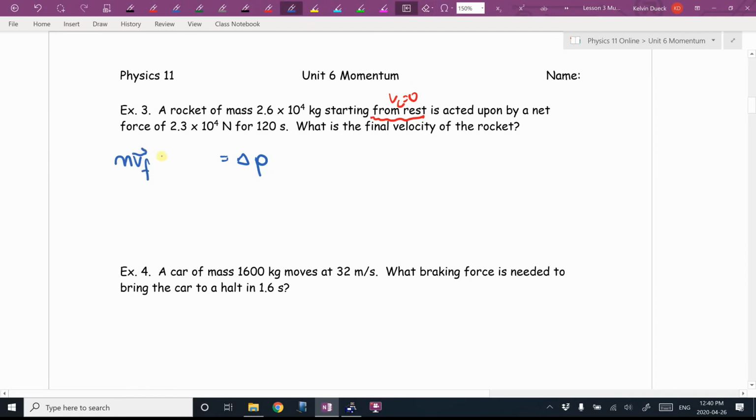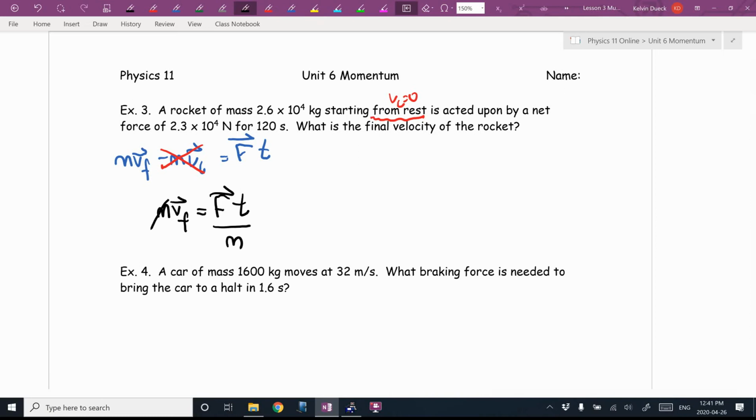mv final minus mv initial equals force times time. And I've stopped writing the change in because we get kind of lazy. So I know it's delta t. Oh, and even better, since VI is 0, what I really have is mv final equals force times time. How would I get the v final by itself? What's the m doing to the v final? Multiplying. So divide. And you can see one line and I'm done, as opposed to several lines of work.